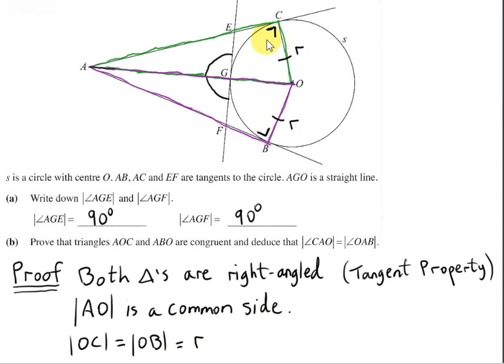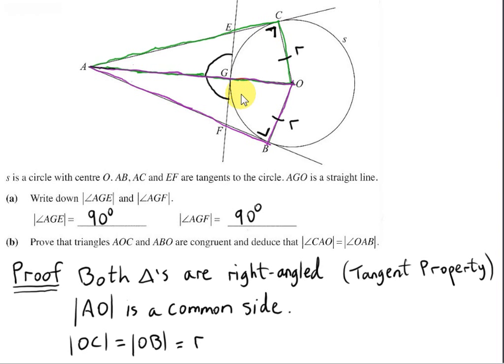Unfortunately, the angle is not in between the two sides. The angle would have to be between the two sides that are the same. If we want to use side angle side, we can't do that here. The angle that's the same is the right angle, and we haven't proven that these two sides are equal.